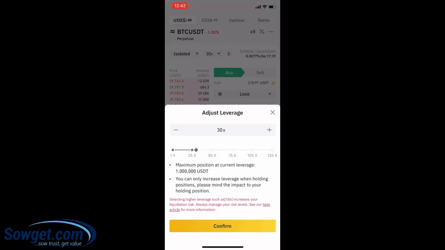But when you are using your leverage, make sure you don't use leverage that is too high. I always advise people to always use between 10x to 30x leverage. Anything above 50x leverage, you are risking a lot of money. So make sure as a beginner, don't use more than 30x leverage and try to use just between 10x to 30x leverage. So for this video, I'll be using 30x leverage. So just tap on confirm.